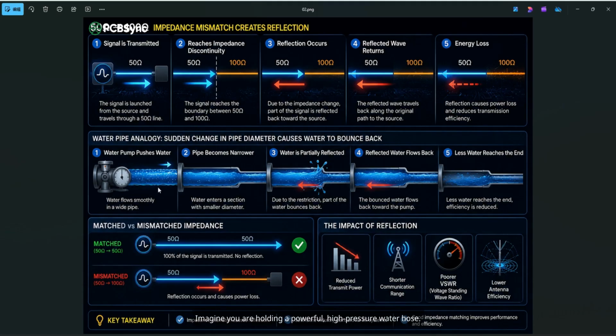Imagine you are holding a powerful high-pressure water hose. If the entire length of the hose is the same thickness throughout, the water will flow forward very smoothly. But what if the opening suddenly narrows or constricts at the very front? What do you think will happen? That is right. Part of the water will actually be pushed back. In the world of radio frequency, this phenomenon is called reflection.